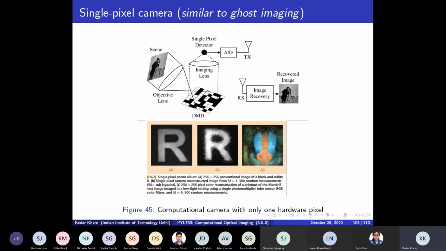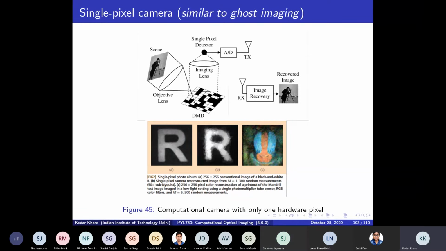Sorry, here all of these patterns must be unique, no? Yes, all these patterns are unique, because if two patterns were the same, they would give you the same data, isn't it? Or you also don't want them to be linear combinations of each other.